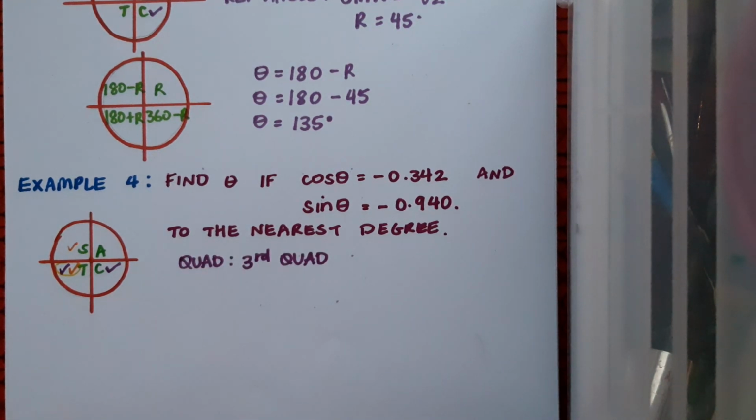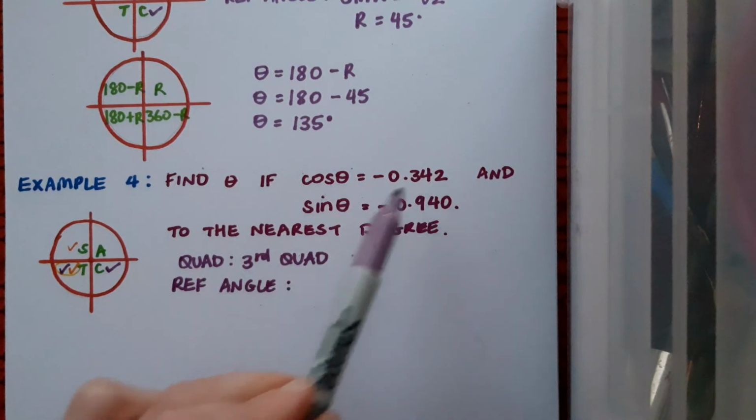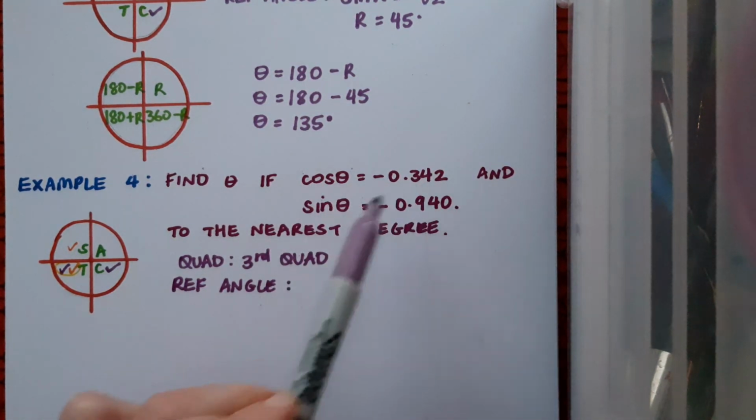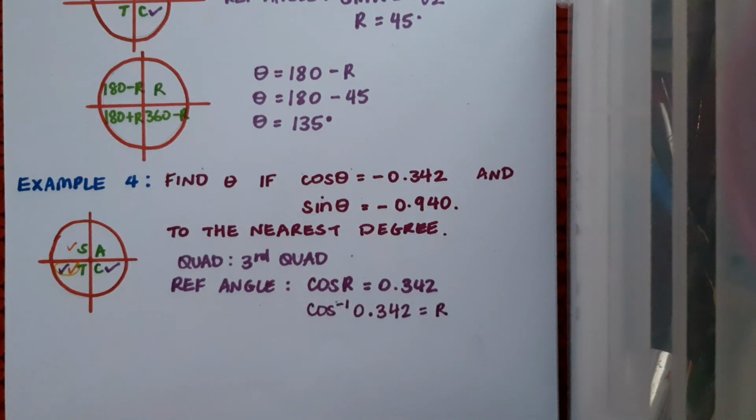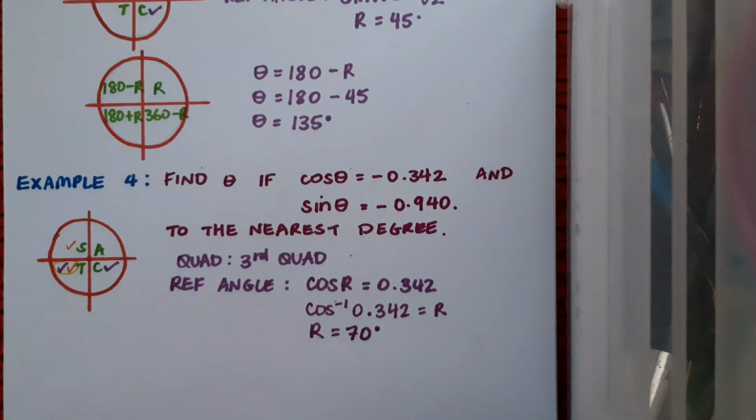Next, I'll figure out my reference angle. Again, for the reference angle, I can just go back to either of these trig ratios, either the cos theta or the sine theta, and just take the positive version of it for the reference angle. I'm going to go with the cos this time. So the cos of my reference angle is 0.342. And now I can't look this up in the log tables, obviously, but I can use my calculator to work it out. And I'll do that by finding cos inverse of 0.342. And to the nearest degree, that's 70 degrees.